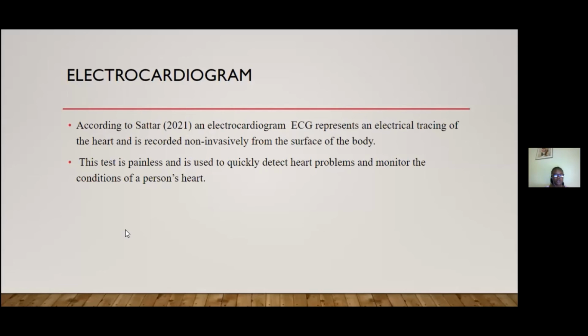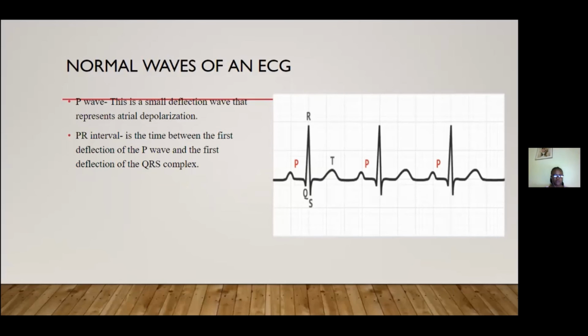An electrocardiogram, also known as an ECG, represents an electrical signal tracing of the heart and is recorded non-invasively from the surface of the body. This test is painless and it is used to quickly detect heart problems and monitor the conditions of a person's heart. Okay, the P wave is a small deflection wave that represents atrial depolarization.